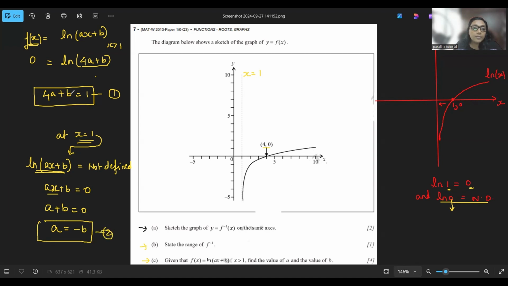Let's put this value by substitution into the first one. What do we get? 4a, actually in place of a we can put minus b, right? So minus 4b plus b is 1, which is minus 3b is 1. So b is equal to minus 1 by 3. And therefore, we know that a is minus b. So a would be 1 by 3. And that's all. Those are our values for a and b.